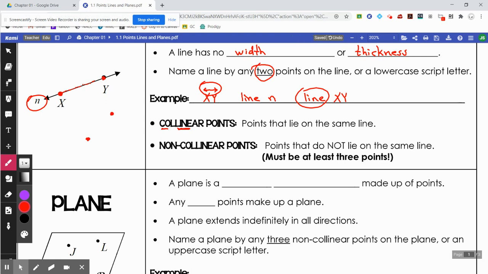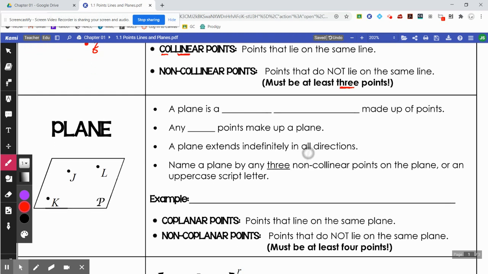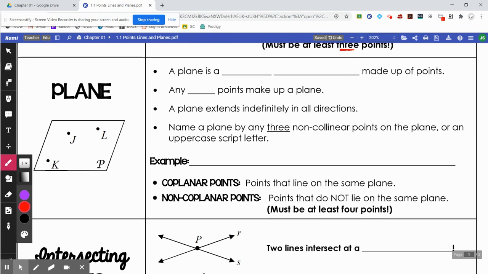Non-collinear points, points that do not lie on the same line, must be at least 3 points in order to be non-collinear. Because if I say these 2 points are non-collinear, that's wrong because they lie on this line. However, if you have points X and Y on this line, point Z right here would be non-collinear with those 2 points. Next up, a plane.